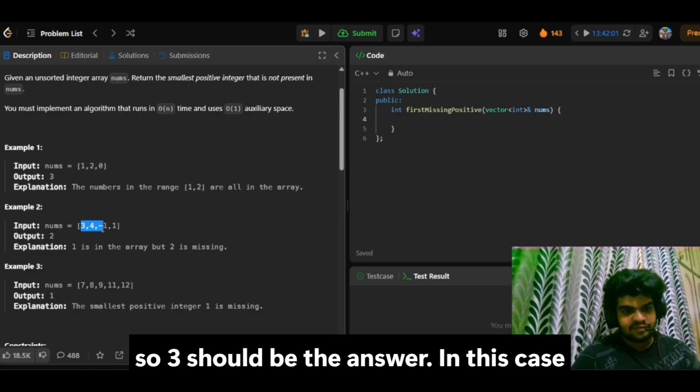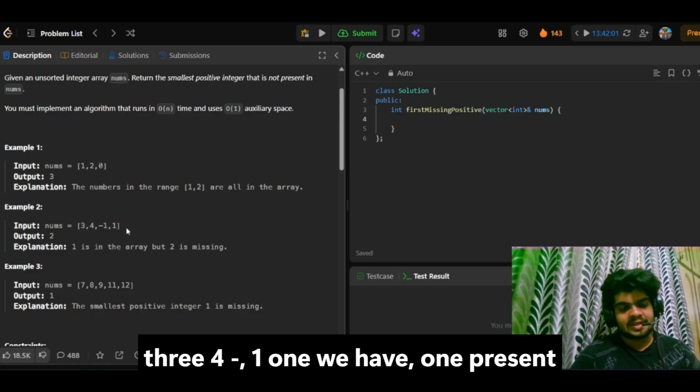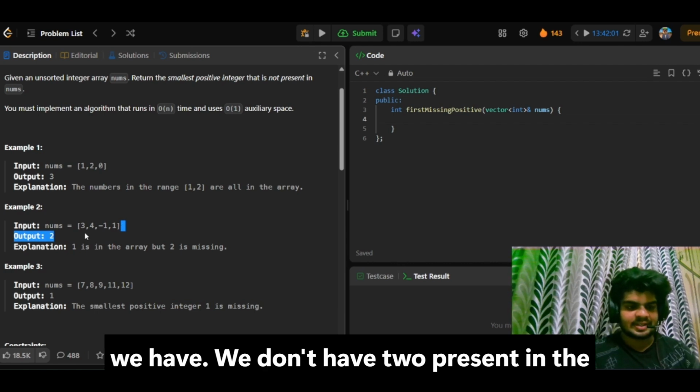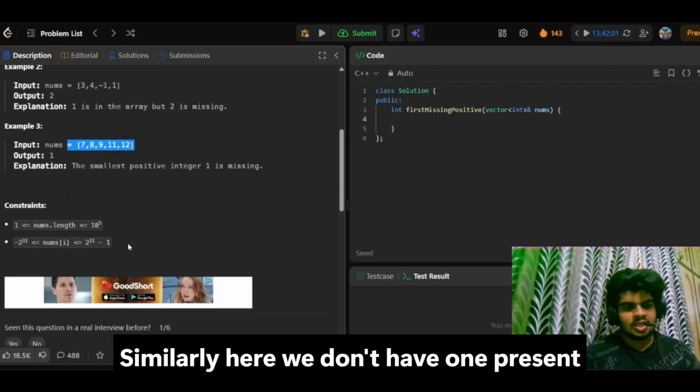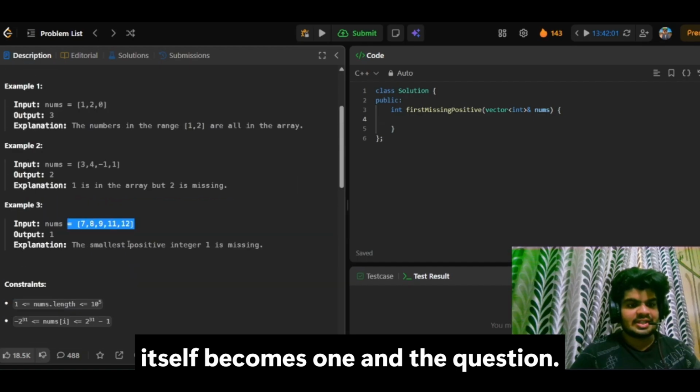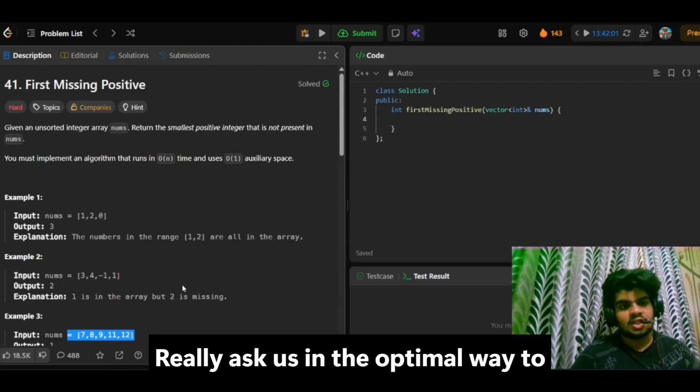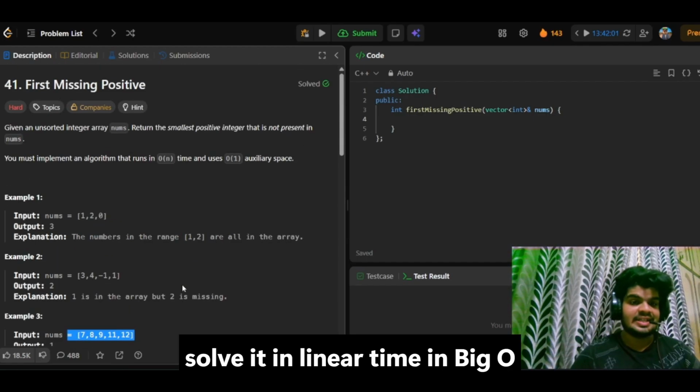In this case, 3, 4, -1, 1, we have 1 present, but we don't have 2 present in the array. So our answer becomes 2. Similarly, here we don't have 1 present itself, so our answer becomes 1. And the question clearly asks us to solve it in the optimal way, in linear time, O(n).